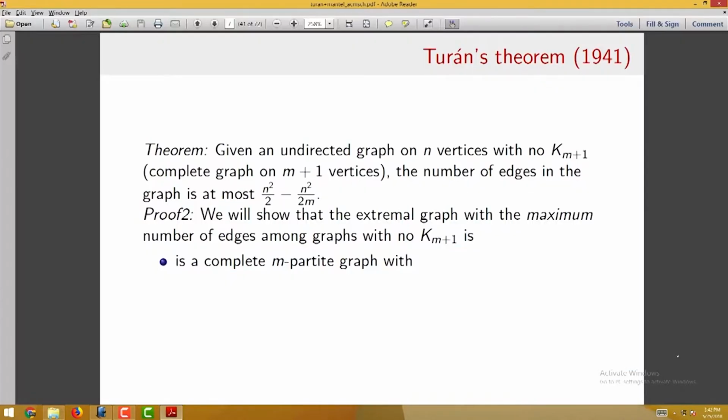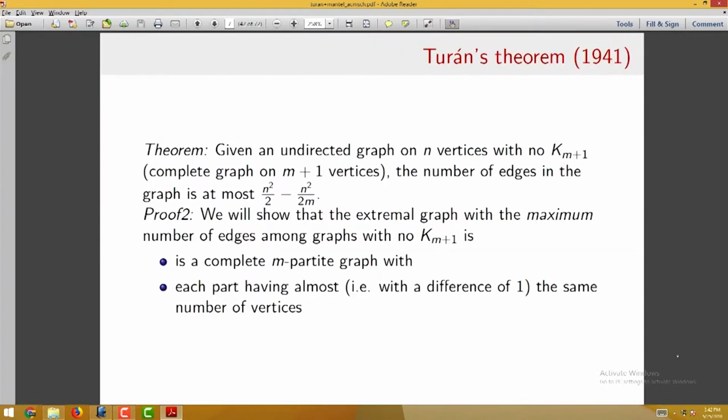Okay, here's another nice proof. What we will show is that an extremal graph, a graph with the maximum number of edges among graphs with no K_{m+1}, is, first, a complete m-partite graph, and then each part has equal size. This is proof number 2. We're going to use no induction. We're going to try a different proof. Very nice proof here.